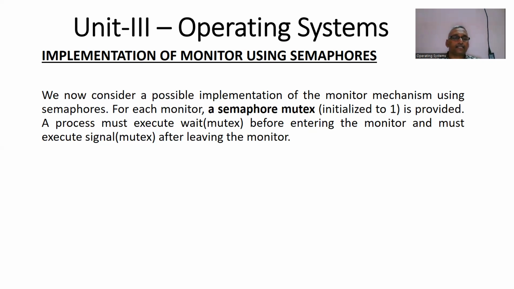Since a signaling process must wait until the resumed process either leaves or waits, an additional semaphore, next, is introduced, initialized to 0, and the signaling process can use next to suspend themselves. An integer variable next_count is also provided to count the number of processes suspended on next. Thus, each external function F is replaced by wait(mutex).